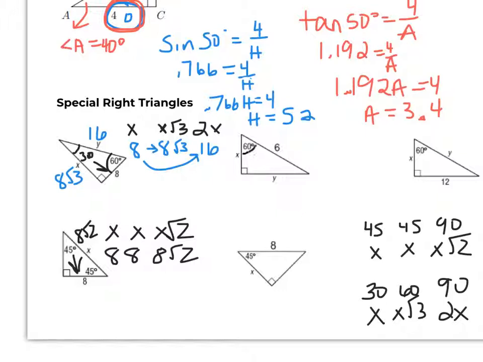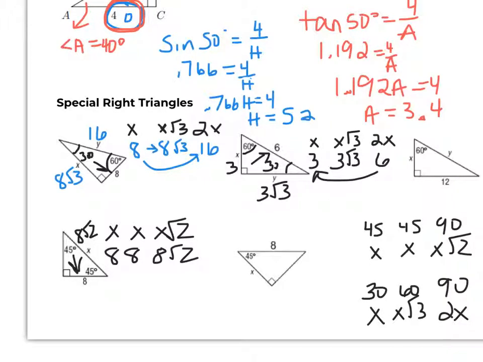Okay, I have a 60-degree angle, so that means we're dealing with a 30, 60, 90. So x, x root 3, 2x. We have the hypotenuse, 6, so that needs to go under the 2x. So 2x equals 6, which means that x equals 3. And then this is 3 root 3. So in my diagram, I guess it's confusing to have x as the label too. Sorry. Just realized that. So we have 3, and then y is 3 root 3.